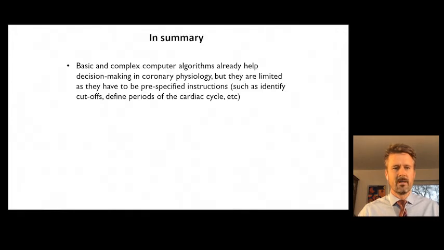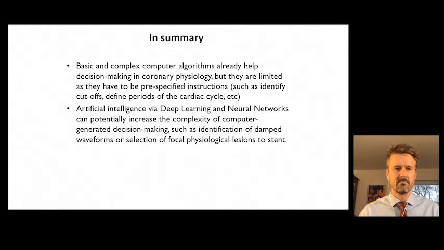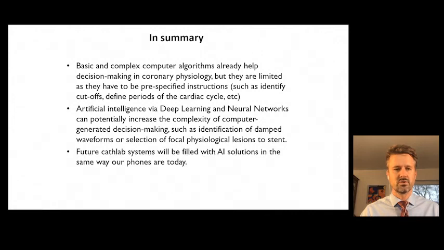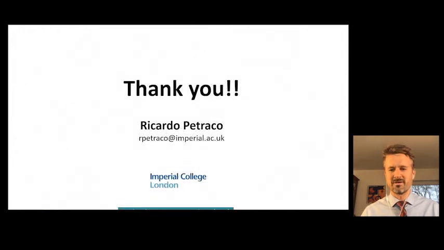So in summary, there are basic and complex computer algorithms already in place helping us to make decisions every day in the cath lab, but they are limited to pre-specified instructions, they cannot learn by themselves, and they're not very good for complex clinical decision making. So artificial intelligence via deep learning and neural networks can potentially increase the complexity of computer-generated decision making, such as identification of damped waveforms, or selection of focal lesions to stent. And I think that future cath labs will be filled with AI solutions in the same way that iPhones are these days. Thank you very much for your time.